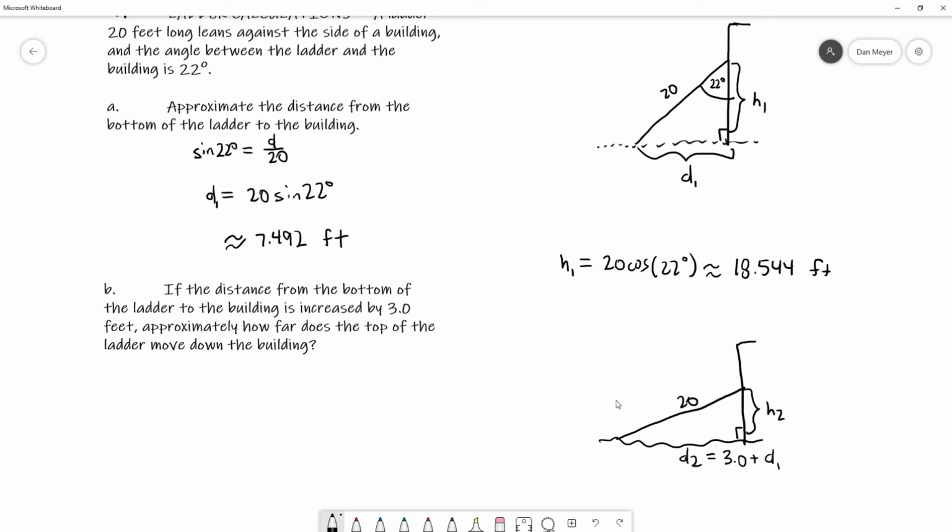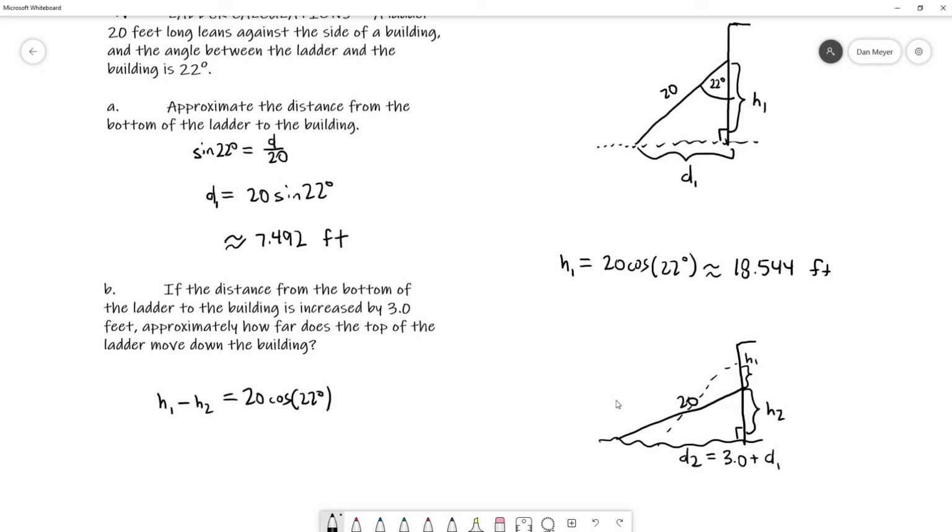And then we're saying approximately how far does the top of the ladder move down the building? So they don't actually want height 2. We have the previous scenario, there's a height 1. We want this distance right here. They want the difference between those two heights. So they want height 1 minus height 2. All right, height 1 we already have. That's 20 cosine of 22 degrees.